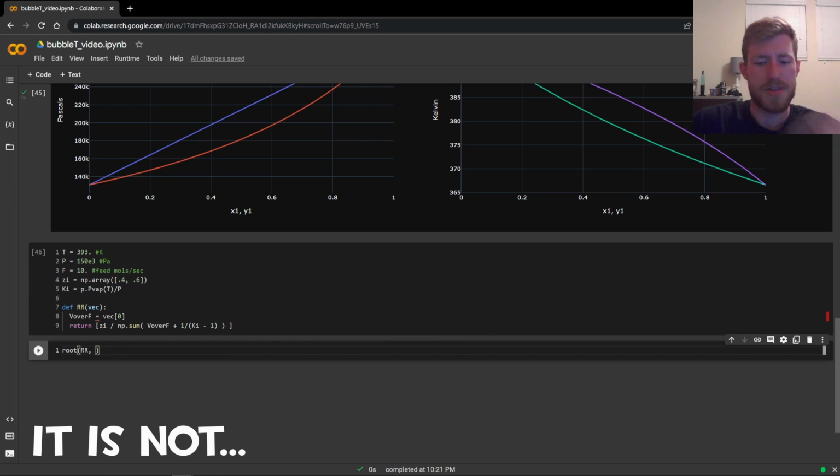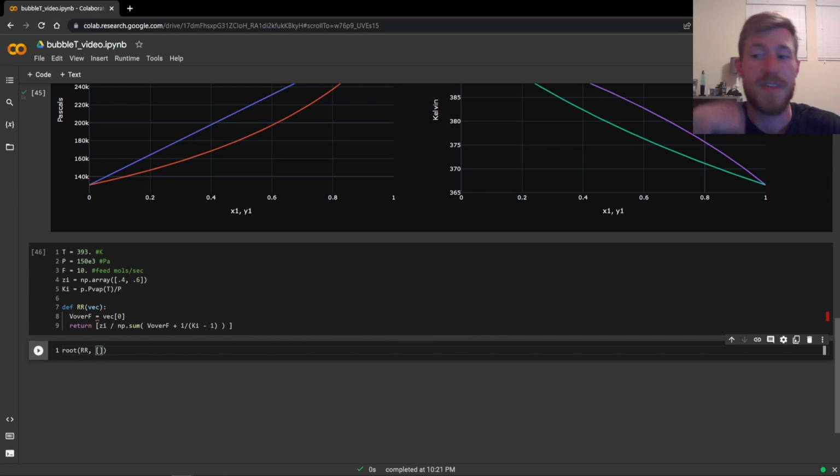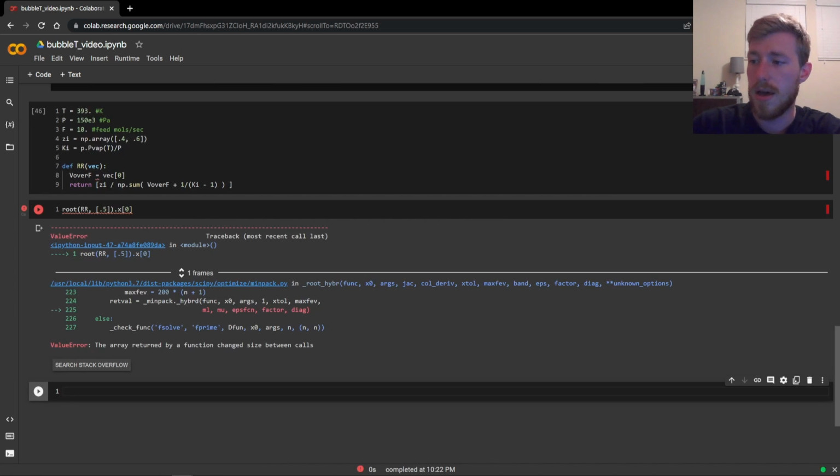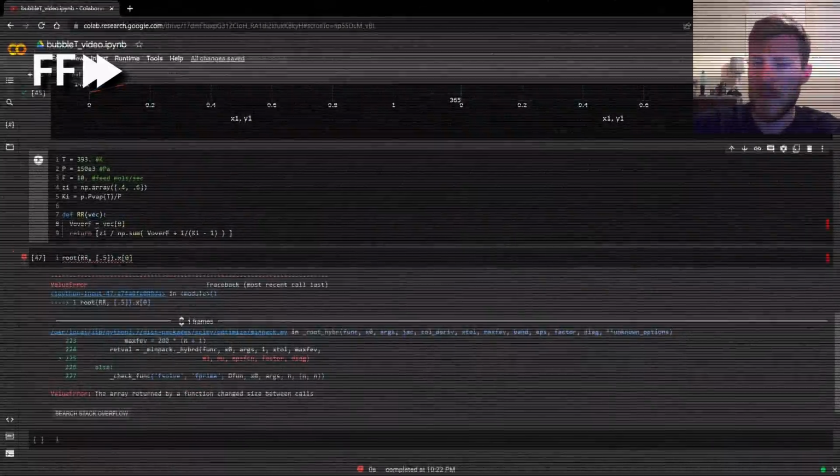So Rachford-Rice, I only caught that because I need to provide an initial guess in the array. So for V over F, we'll go with a ratio of 0.5, say it's half and half. I don't think there's really anything else we need to specify here. Then I want to say dot x and the first item in the list, so it should give us... function changed size between cells. That's not good. Vector expected expression. I'm trying to here.